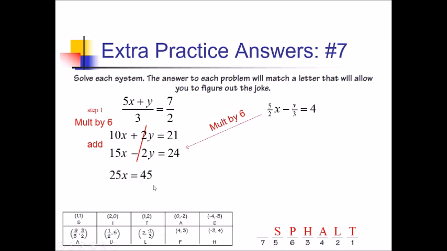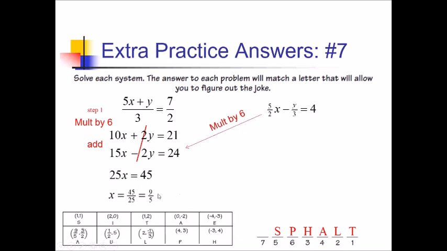Well, this is not ideal. If I divide both sides by 25, 45 is not divisible by 25. However, we can reduce it. If I reduce that by 5s, I've got 9 over 5. Not the best x value, but we'll work with it. If you wanted to stop and look down at your table, you already see an answer that has a 9/5. But let's finish the problem just for the sake of the math. That's what it's all about, right?